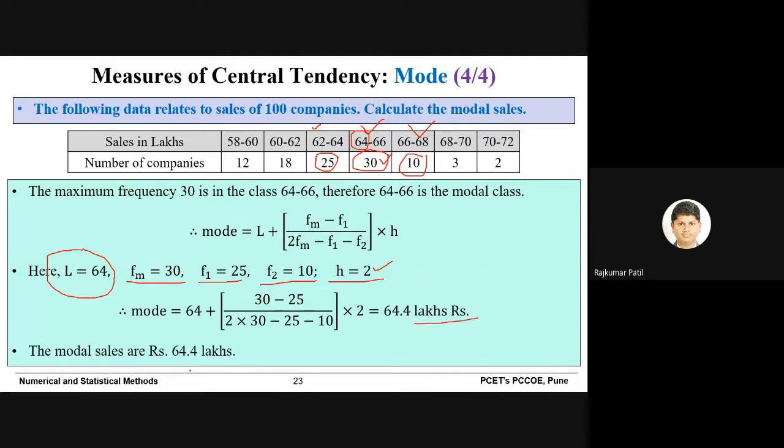So we can say that the modal sales are 64.4, and generally this is between this range. So that should be one of the indicators of where the modal value will be. Generally it will be between these two values, as this is the maximum frequency.